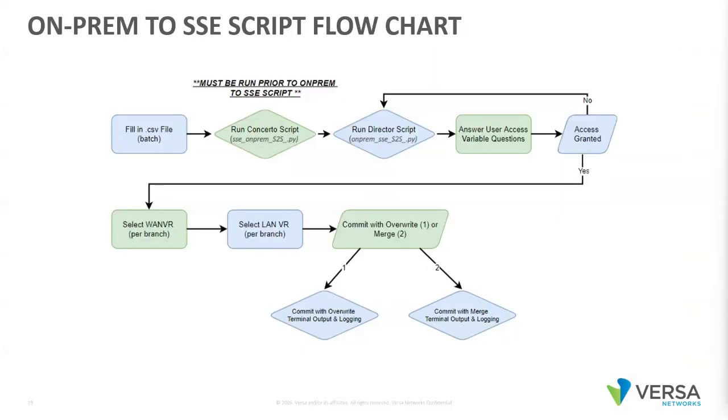Additionally, there is a script that can be run on an on-premise director available as part of the same GitLab repository. To be conscious of time, the director script will not be demonstrated in this video. However, the process used is displayed here. Please note the script creates tunnels in the branch LAN-VR, expects Concerto automation to be run prior, and uses some variables identified in the Concerto script.